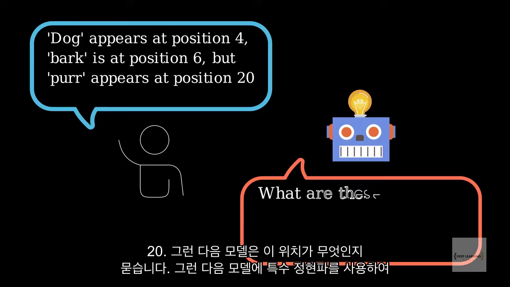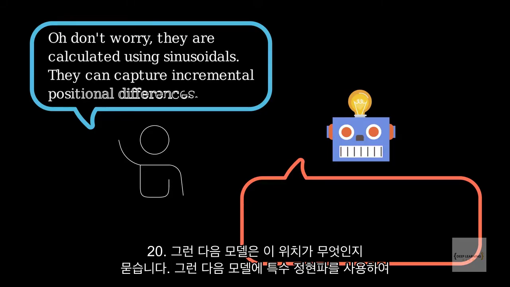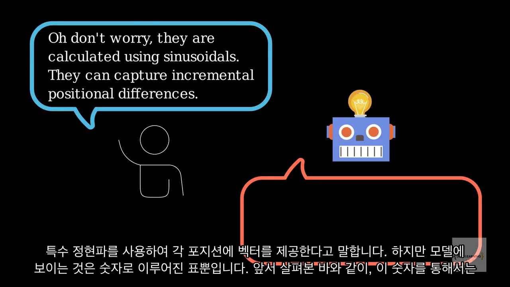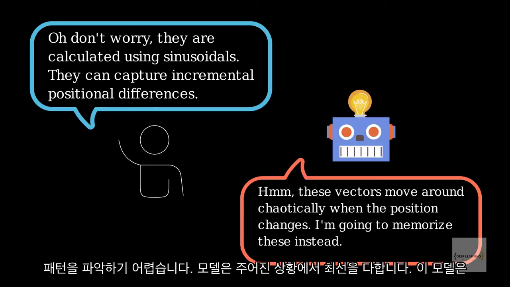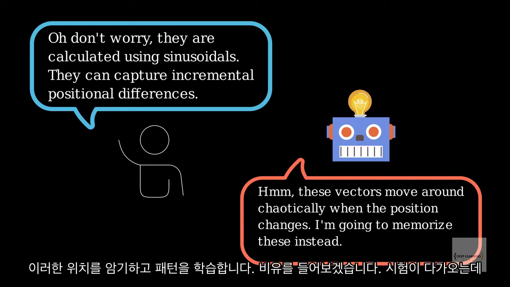Then the model asks, what are these positions? Then you tell the model that we designed it using specialized sinusoidals to provide a vector at each position. But all that the model sees is a table of numbers. As we saw, it's hard to see the pattern through those numbers. The model does the best it can given the situation. It's going to memorize these positions and learn the pattern. Here's an analogy.